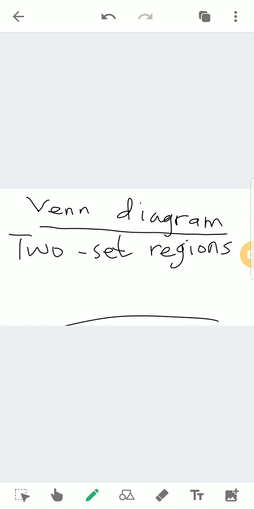So we're going to start with the two set regions. That is, we are going to have two regions, which are sets, of course, and then we solve problems using that kind of illustration. So, like I said, we are going to talk about two set regions. All right.